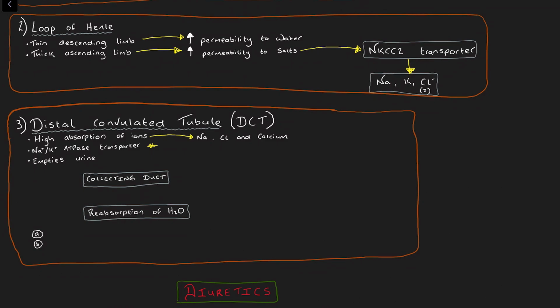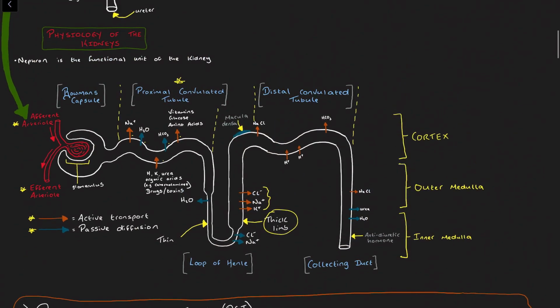This then empties the urine into the collecting duct as shown here. The main role of the collecting duct is the reabsorption of water, which is usually through the action of a hormone, which is an antidiuretic hormone. The hormone itself is stored in the posterior section of the pituitary gland, and there are also aquaporins in this area.